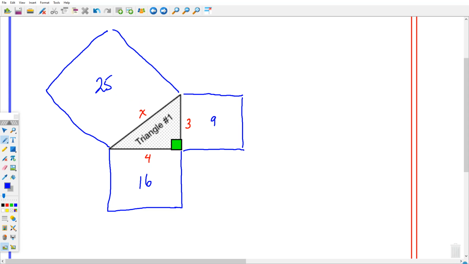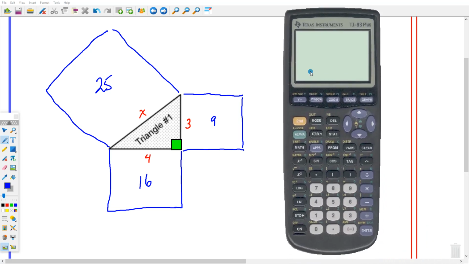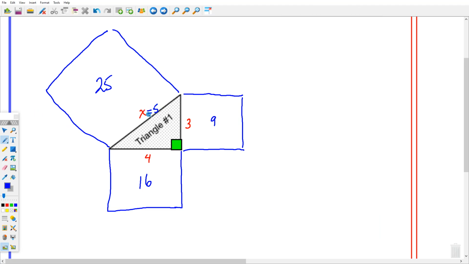If not, what you would be looking to do is use a calculator to find the square root of that number. So you would have to use the square root button. In this case, the area of that square is 25. So our answer is 5. So x would have to be 5 in this case, which would be our hypotenuse.